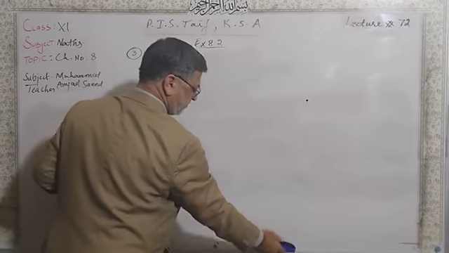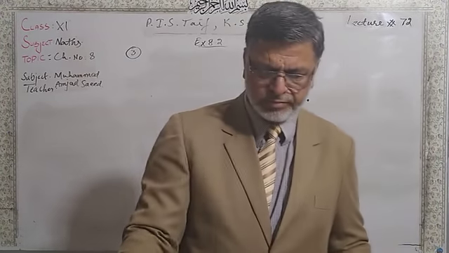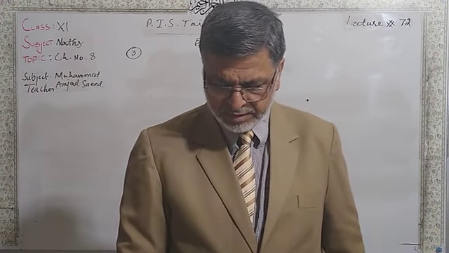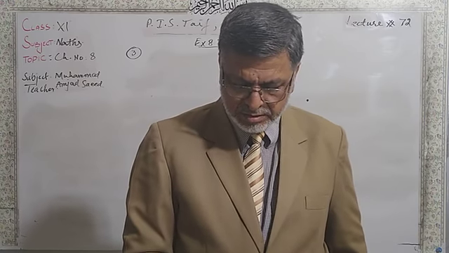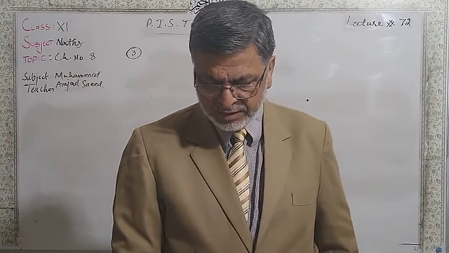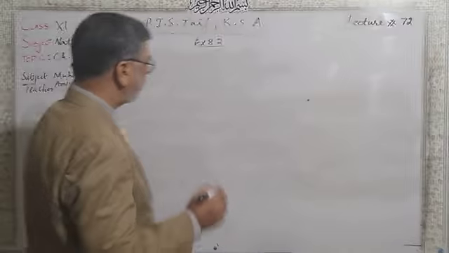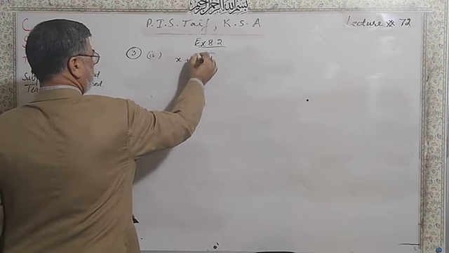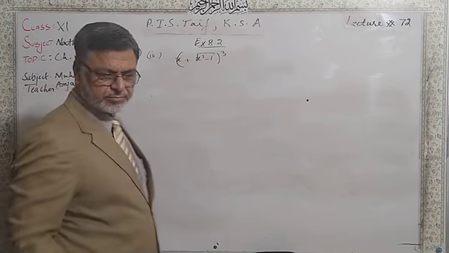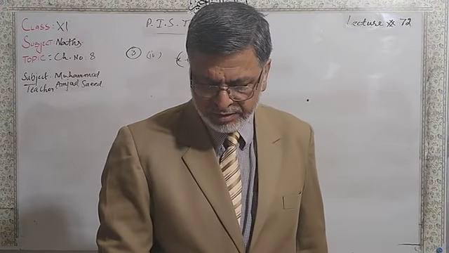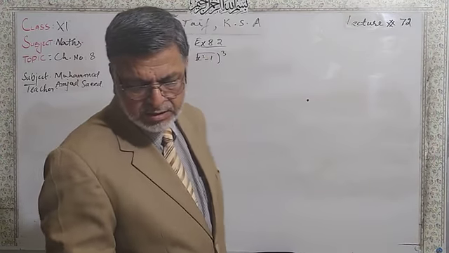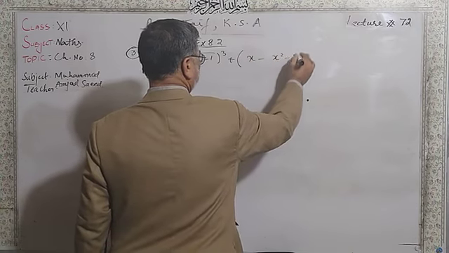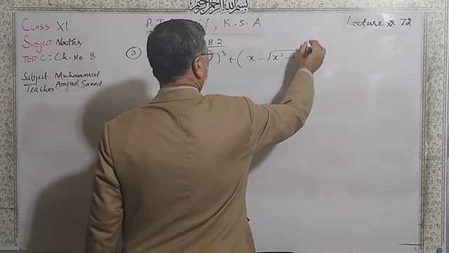Yes, we have part number 4. (x plus under root x square minus 1) whole cube, then we have plus (x minus under root x square minus 1) whole cube.